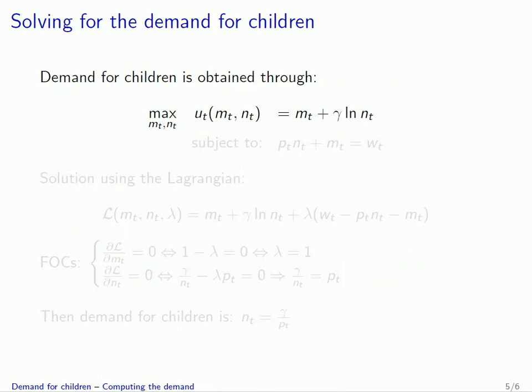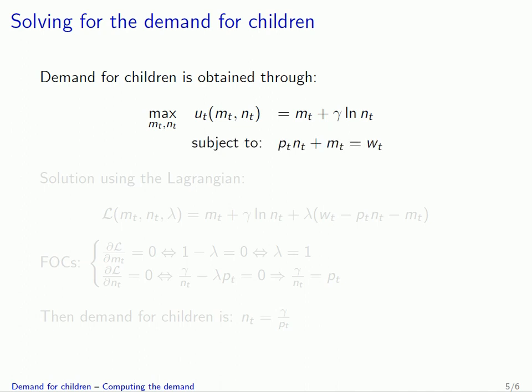I now move on to the more technical part of the video, where I compute the demand for children. In our case, the adults make two different choices, the choice of MT and NT. So they maximize utility with respect to these two choices. They are subject to their budget constraint.